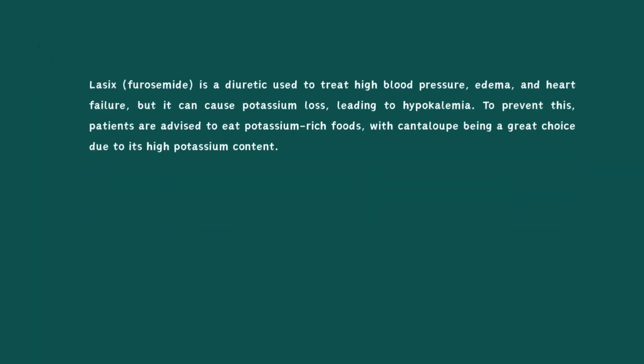Lasix, furosemide, is a diuretic used to treat high blood pressure, edema, and heart failure, but it can cause potassium loss, leading to hypokalemia. To prevent this, patients are advised to eat potassium-rich foods, with cantaloupe being a great choice due to its high potassium content.